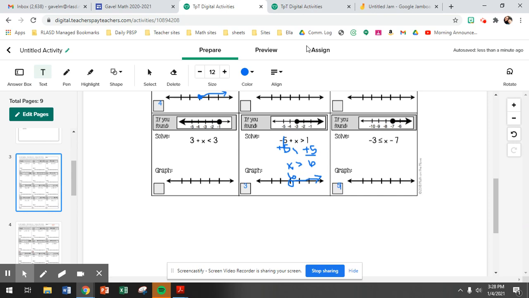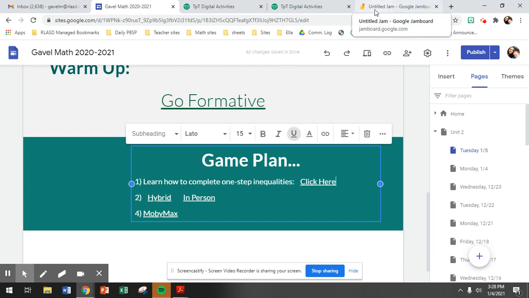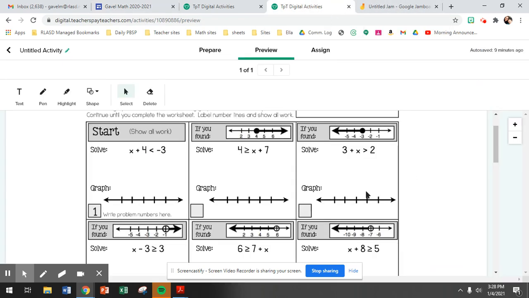So we're going to do this on your page. And then when we're done with this, we are going to do a Nearpod for practice. And then we'll just start this with two-step. And then we'll start word problems. So let me know if you have any questions.